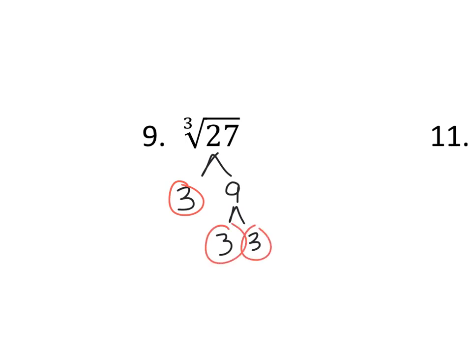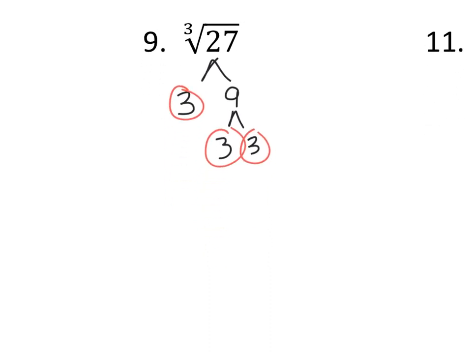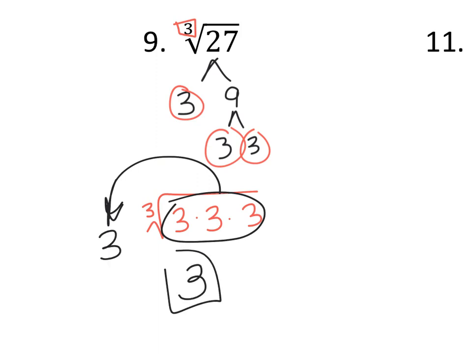I now write them under my radical. So I get the cube root of 3 times 3 times 3. But the thing is, we're now doing the cube root, or the third root. So I want triples. If I look, I actually do have a triple 3. So triple on the inside, single on the outside. So my final answer is just 3. Because 3 times 3 times 3 is 27.